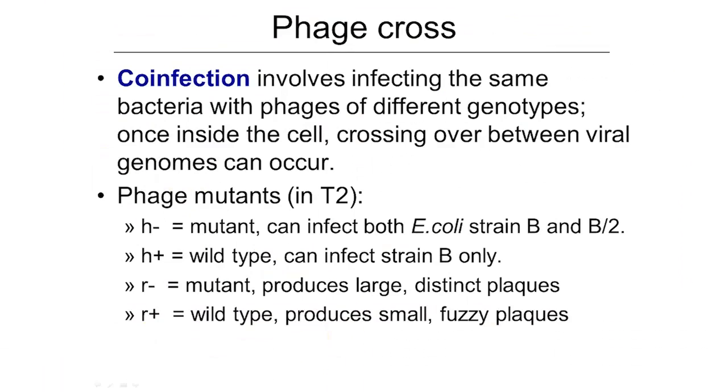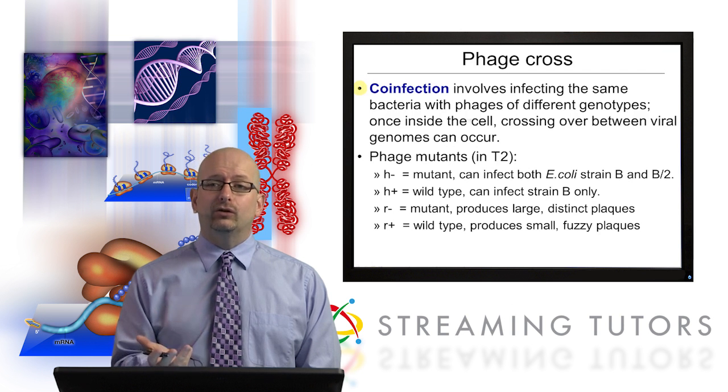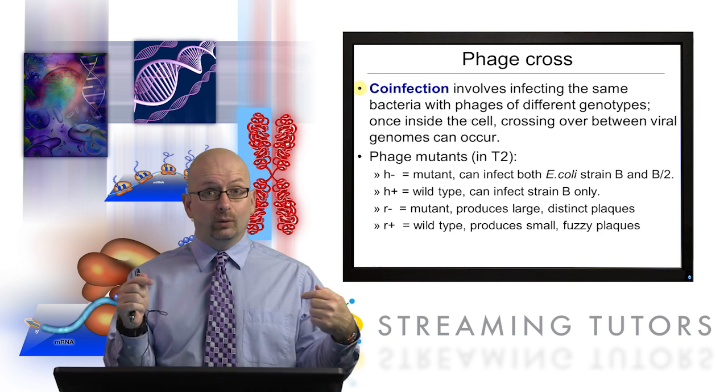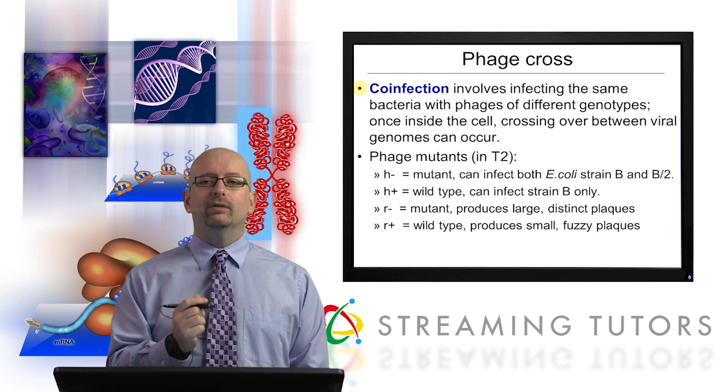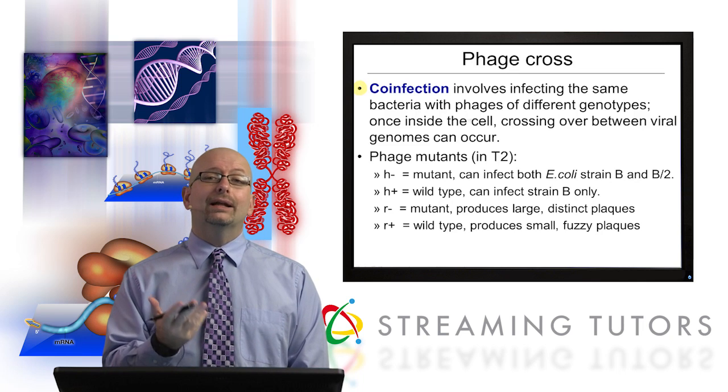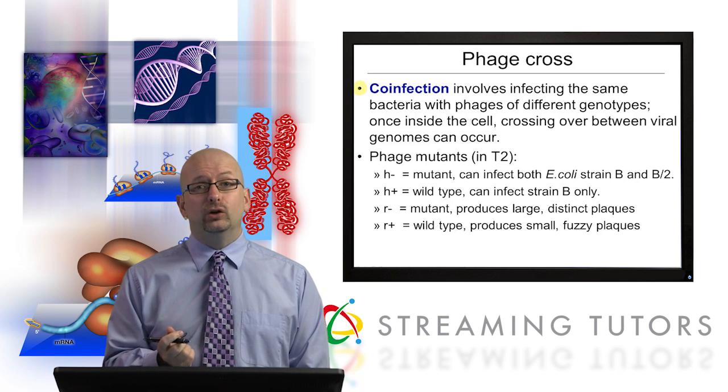Co-infection, it's good to know that term. You're infecting the same bacterium with phages of different genotypes. And as I just said, once the DNA goes into the cell, crossing over can occur between viral genomes. So let's look at an example of that so we get used to doing it.